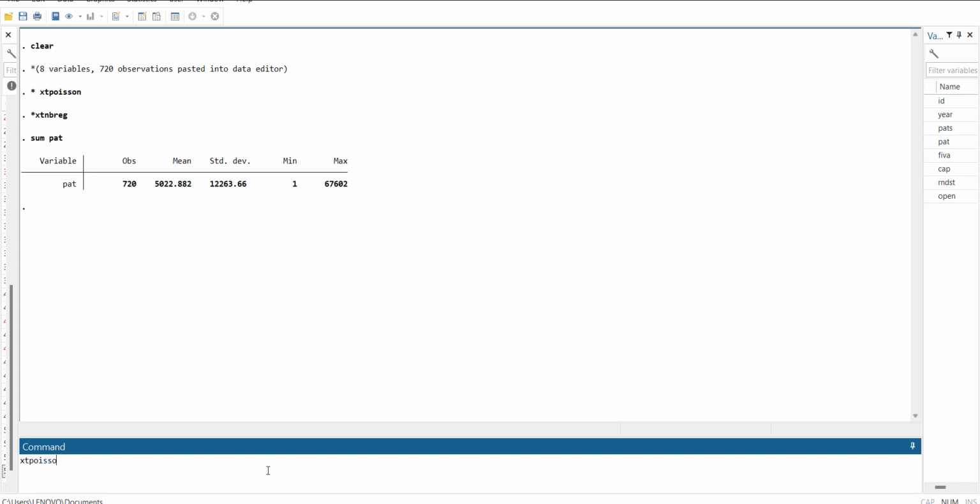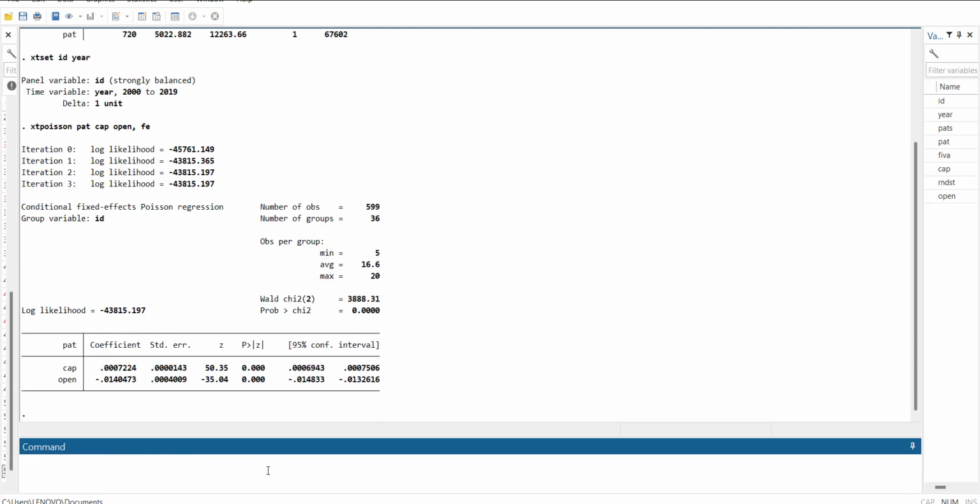So XT Poisson. First of all, we have to declare that it is panel data, XT set ID here, and then XT Poisson PAT, and I will use two variables, CAP and open, and then FE. When I run this, it gives me that the observations are 599, groups are 36, the average years are 16, and the variables are significant. So this is Poisson regression with fixed effects.